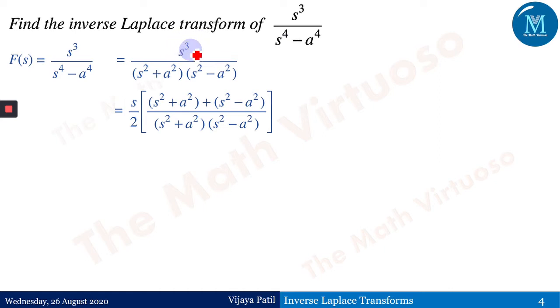Suppose instead of this s cube, we would have got s square, then yes, we could have done the same method, replacing s square as x. But here it's not possible because we have got s cube in the numerator.